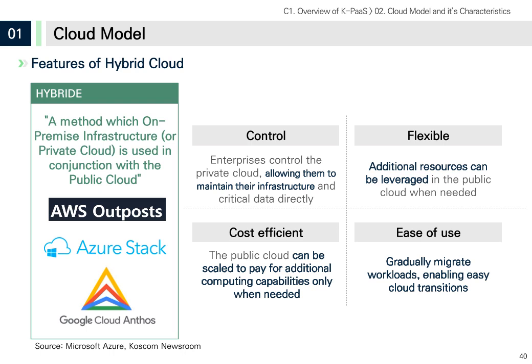Third, let's look at the characteristics of a hybrid cloud, which uses a combination of public and private clouds or on-premises environments. A private cloud is controlled by the business, allowing them to maintain their own infrastructure and critical data. Public clouds are also efficient because you only pay for what you use, and they allow organizations to migrate workloads gradually, saving time and money when switching clouds. Popular services for building hybrid clouds include Amazon Web Services Outposts, Microsoft Azure Stack, and Google Cloud's Anthos.